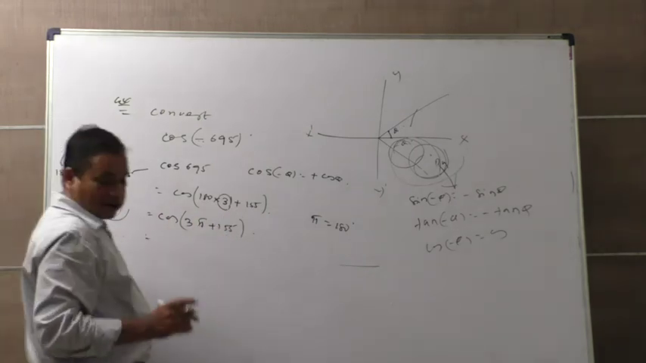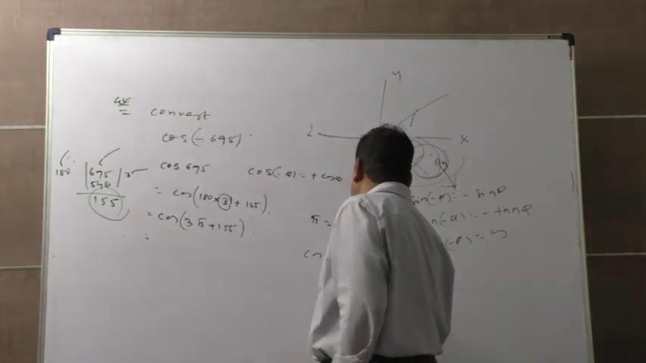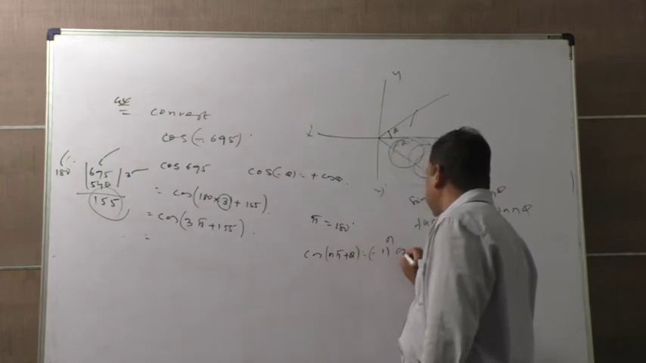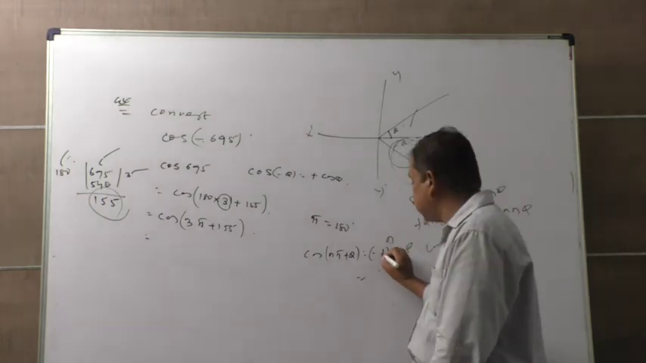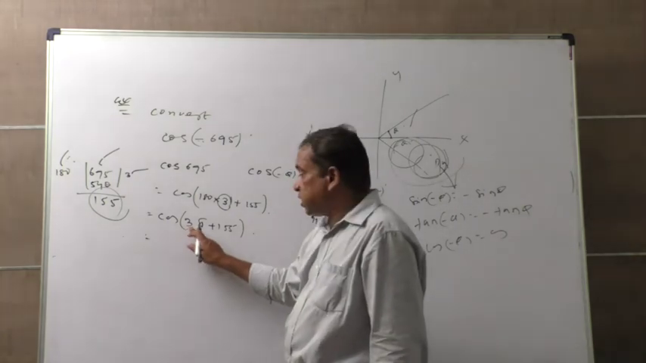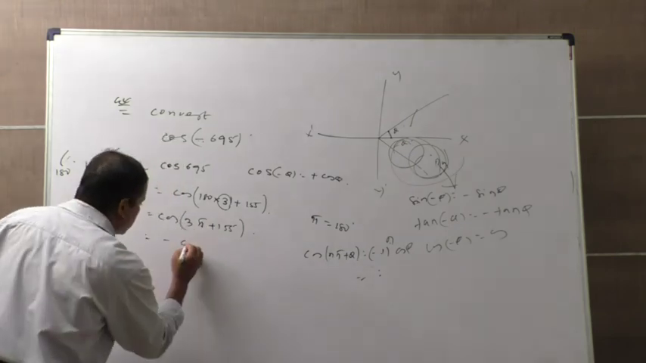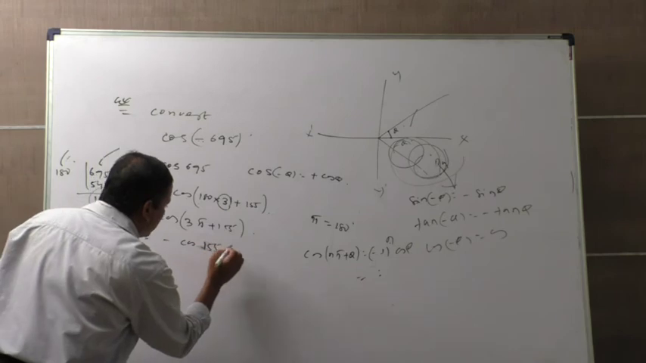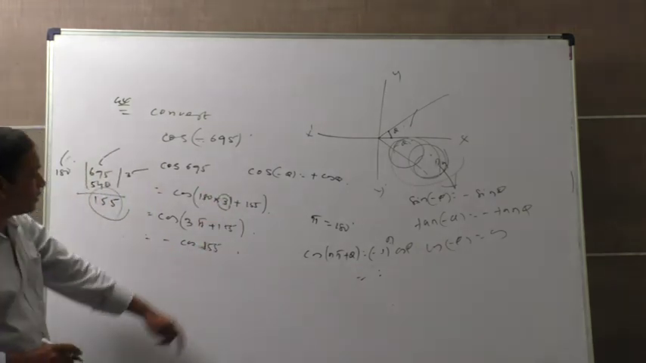We have the formula again: cos of n pi plus theta is equal to minus 1 to the power n cos theta. If n is odd, this will be negative. If n is even, it will be positive. Comparing with n pi plus theta, n is here 3, so it is an odd number. So this one will be minus cos of theta, where theta is 155. But it is not completed because 155 is not an acute angle.